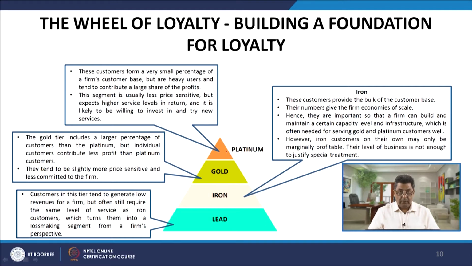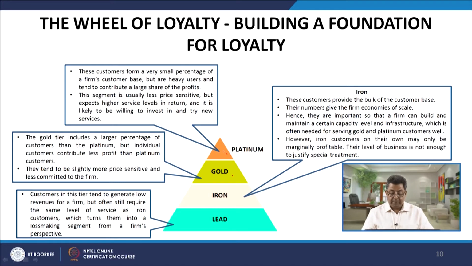Now let us look at what the gold types of customers are. This gold tier includes a larger percentage of customers than the platinum. So the number of customers here is more as compared to platinum, but individual customers contribute less profit than platinum customers. They tend to be slightly more price sensitive and less committed to the firm. They are also more price sensitive and less committed to the firm as compared to the platinum.